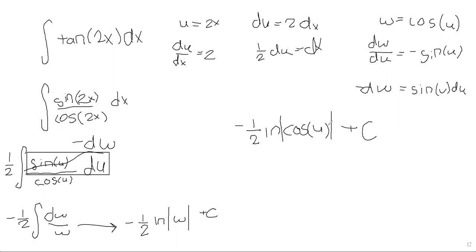One more substitution we're going to have to do. So we want to take this u, and then we want to replace u with 2x, because remember when we started this problem, we assigned u to be 2x. That is the inner function of the original integral that we're given. So I'm going to replace u with 2x, and we're going to get negative 1/2 natural log of cosine of u. And u is just 2x. We're going to get negative 1/2 natural log cosine of 2x plus c.